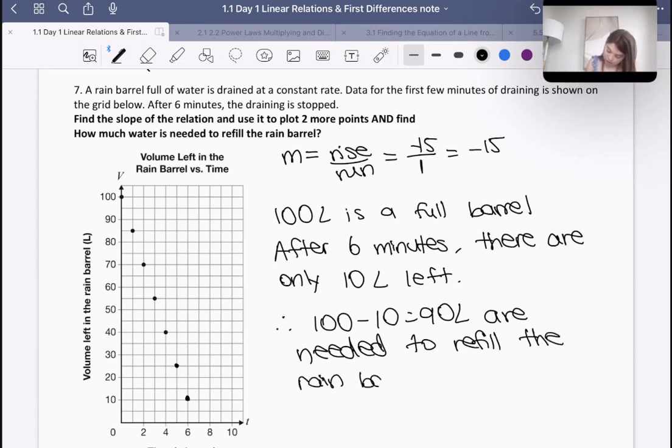So with a question like this, my best recommendation is break it down into parts, because it can seem overwhelming when it says find the slope and do this and do this. Break it down and say, okay, what's the first thing they asked me to do? Let's do that. When that's done, then do the second thing and then the third thing, because oftentimes you'll need the first part to get the second part, right? We needed to know the slope in order to be able to plot 2 more points, and then we needed to plot 2 more points in order to figure out how much water would be needed to refill that rain barrel. Good.